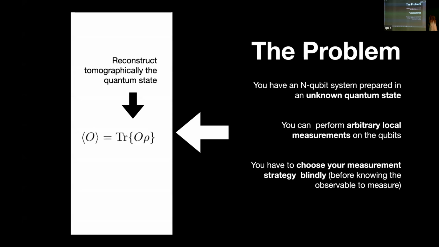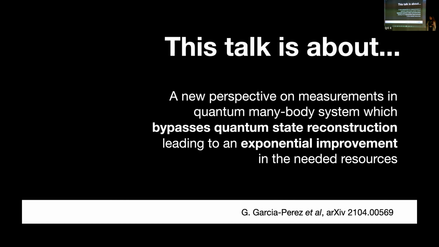Okay? So what you may think is that, well, if these are the general conditions, actually the only thing I can do is to tomographically reconstruct the quantum state and then calculate the expectation value, the mean value of the observable or the different observables. And we all know that this is hard. So very often in many problems related to near-term quantum computing or related to experimental conditions, we can't reach this efficiently. So this talk will be about a way to bypass quantum state tomography, which leads obviously to an exponential improvement in the needed resources.